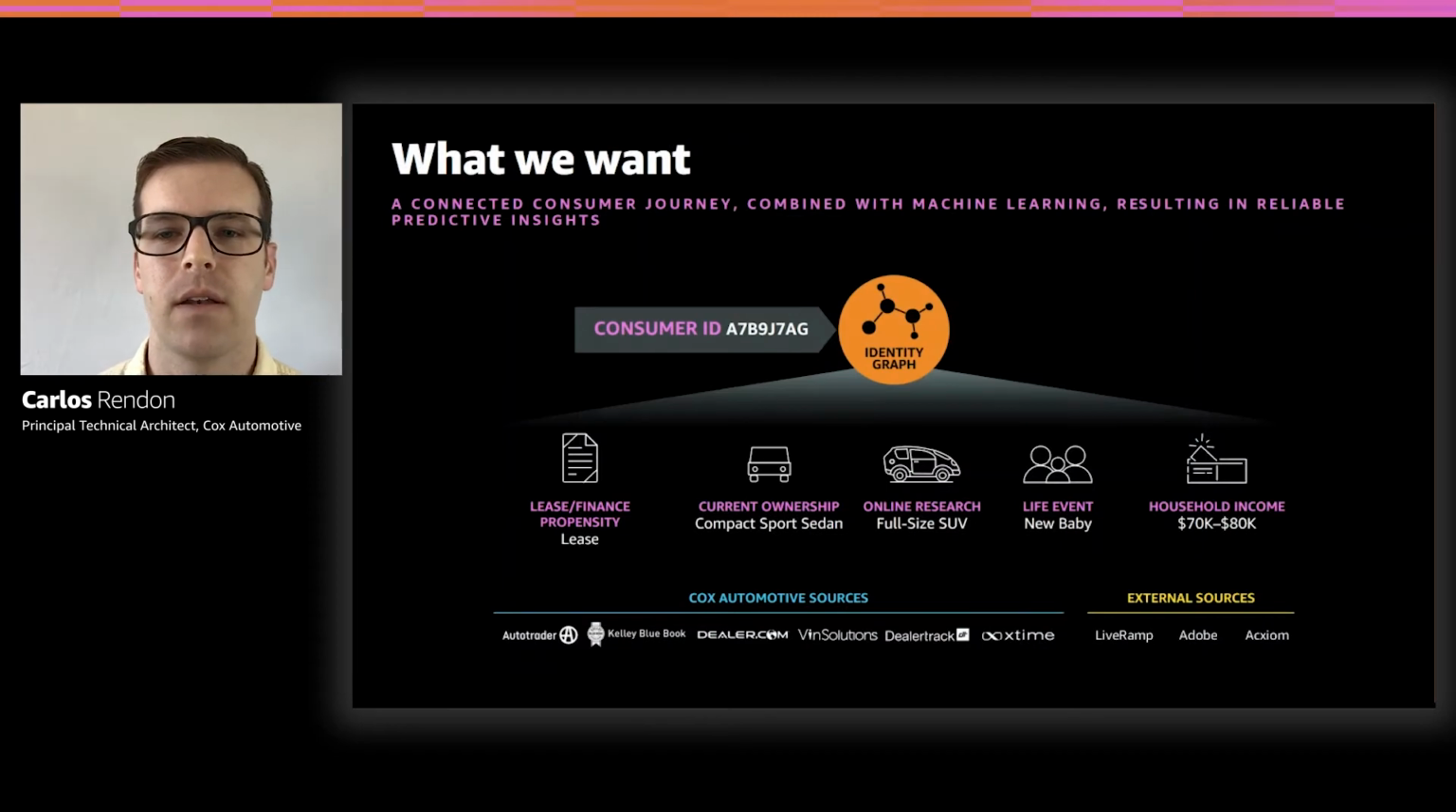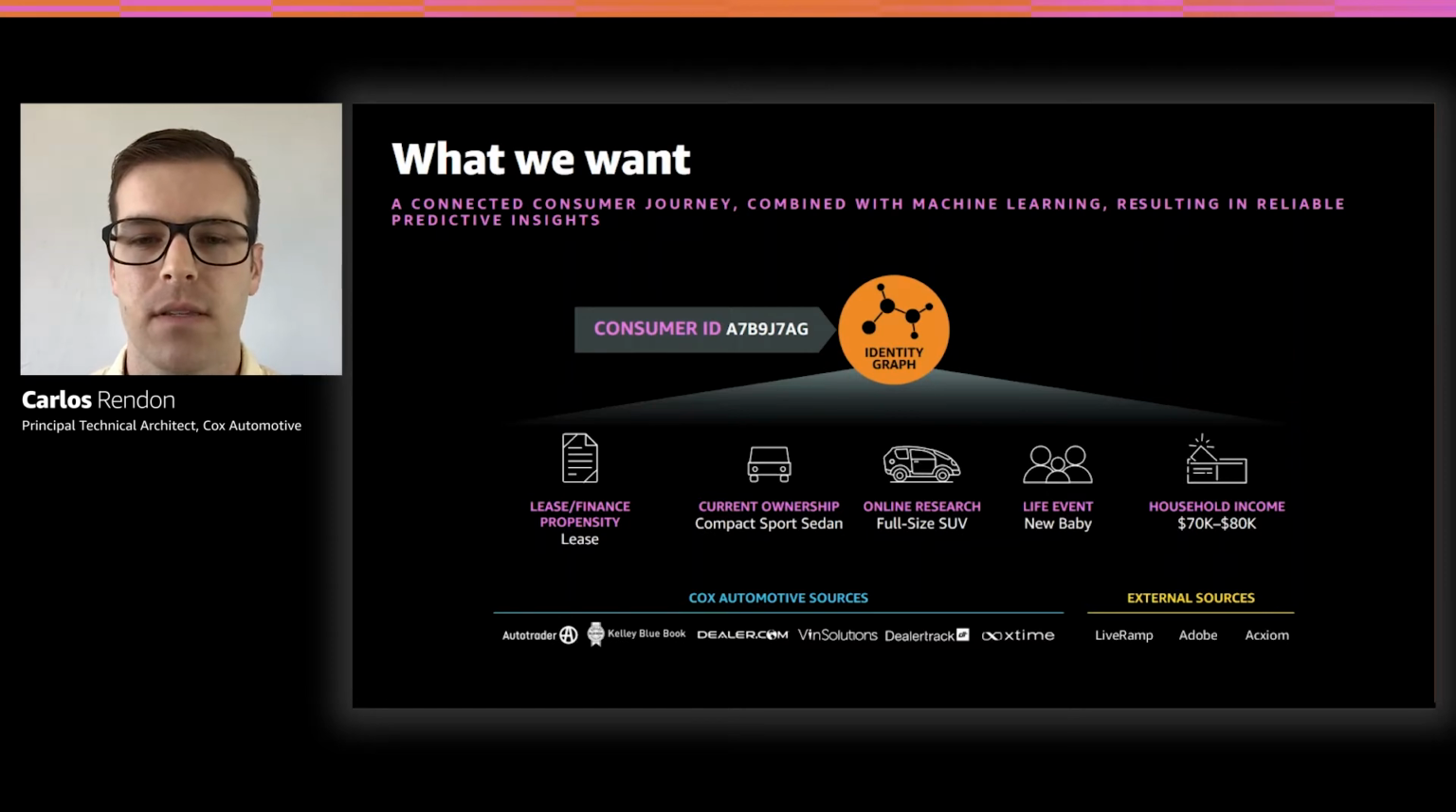So the team I work on at Cox Automotive is the Consumer Insights team, and this is our product goal. This is what we're trying to accomplish. We want to have a connected consumer journey, and really what that means is we're using all of the data about that consumer from all of the various different sources we might get it from. And that includes all of the different Cox Automotive businesses, and that also includes external providers. Some of those may be LiveRamp, Adobe, Axiom, or maybe even other data brokers. And it may even include large OEMs.